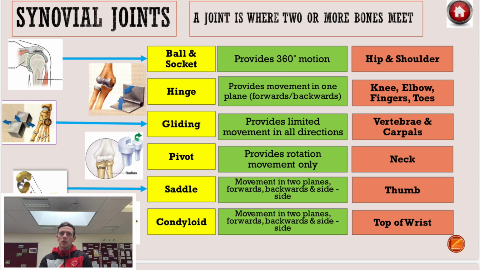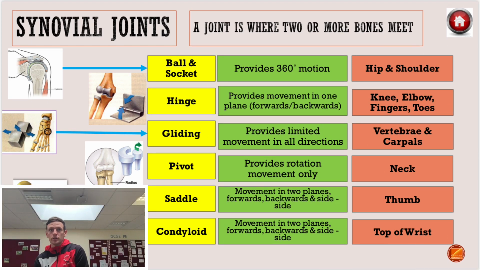Next one, gliding joint. Gliding joints provide limited movement in all directions. The easiest way to remember this is think about your vertebrae, your spine. It provides movement in all directions, but the movement is extremely limited. Next one is your pivot joint. Your pivot joint provides rotation, but that is the only movement it can provide. A good one to remember for the pivot joint is it happens in your neck. If you're scanning in football or netball or basketball, before you receive the ball, you might scan so that you can check to see where the opponents are.